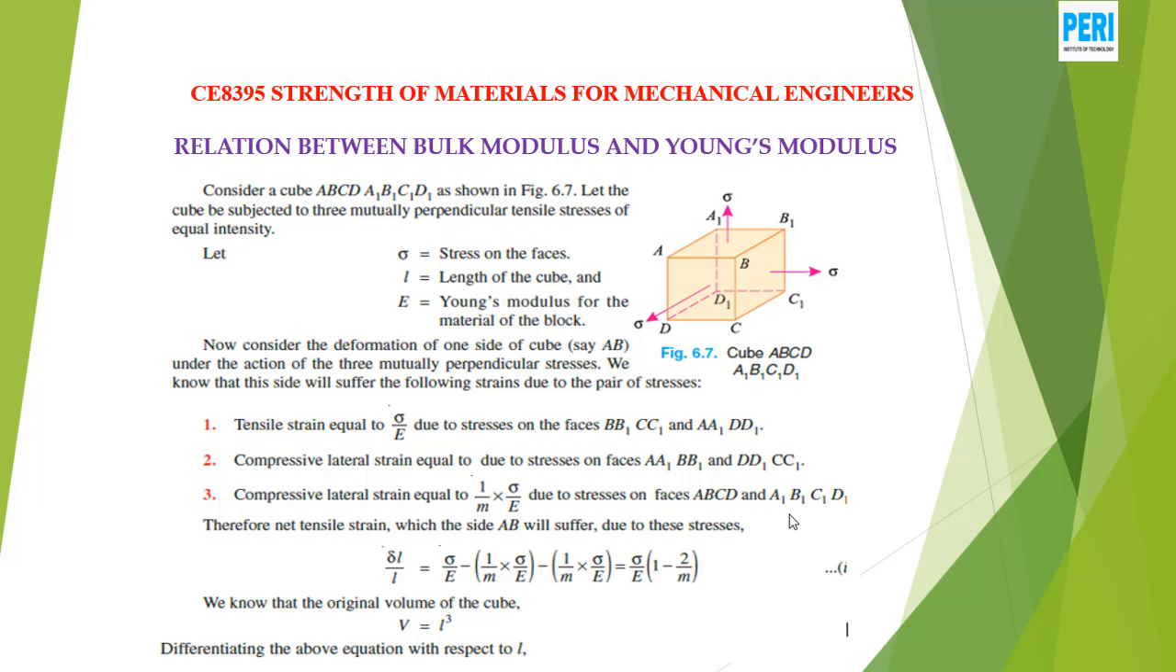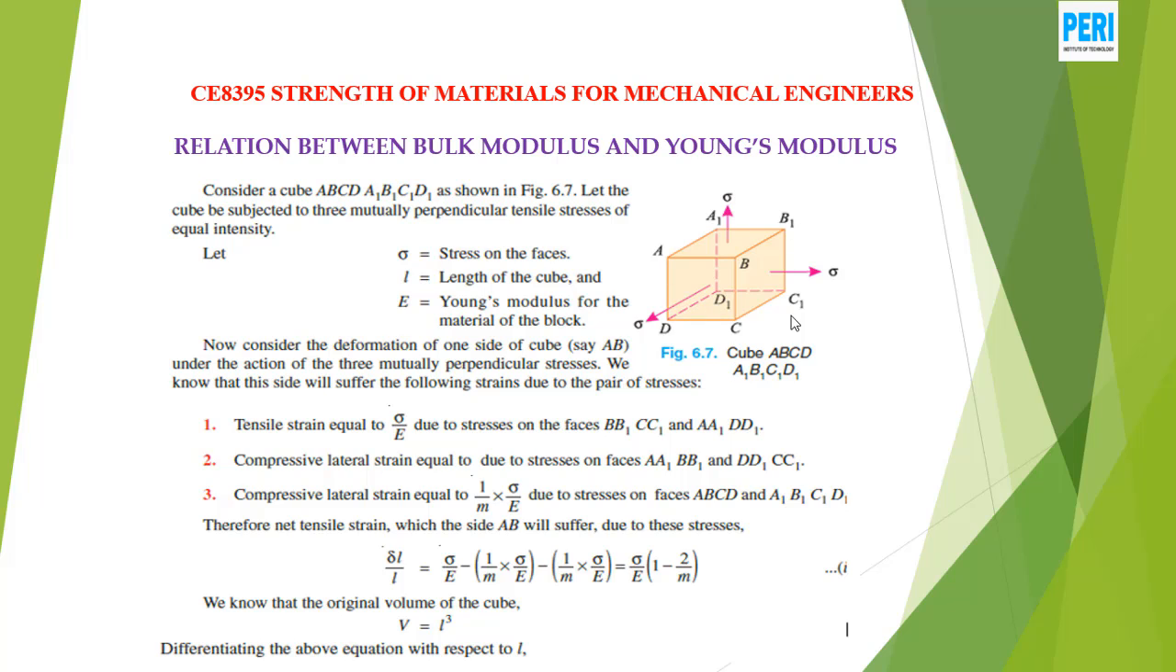Therefore, net tensile strain delta L by L equals sigma by E minus 1 by m sigma by E minus 1 by m sigma by E. Simplifying, sigma by E into 1 minus 2 by m, equation 1.